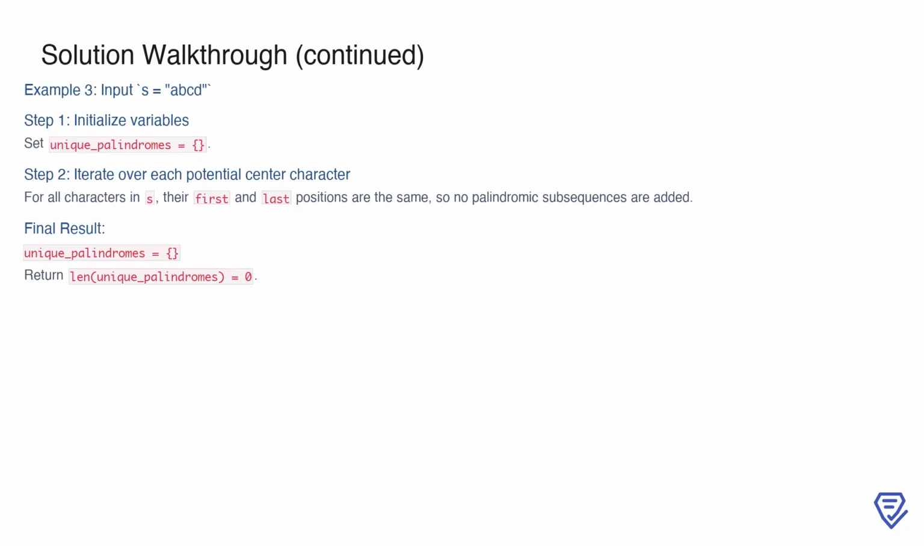In this final example, the input string is ABCD. We begin by initializing the unique_palindromes set as empty. We then examine each character in the string as a potential center. However, since each character in ABCD appears only once, their first and last positions are the same. This means there are no substrings to process, and no palindromic subsequences can be formed. As a result, the unique_palindromes set remains empty, and we return its size, which is 0.